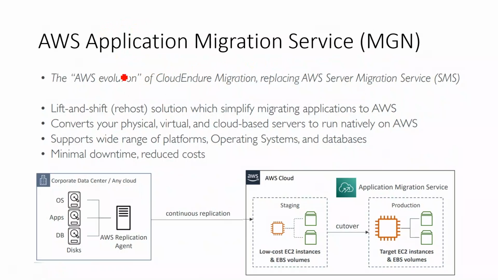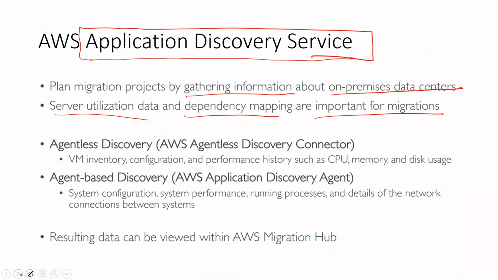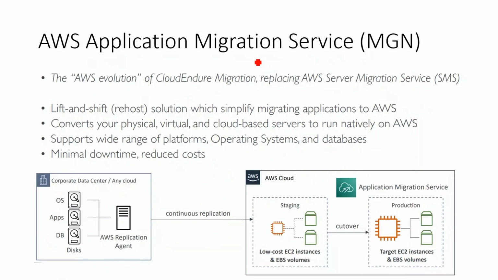Application Migration Service, we have MGN. So this is the discovery service that we learned, and then we have Application Migration Service. It's the AWS evolution of CloudEndure Migration, replacing AWS Server Migration Service or SMS. So what is this thing? If you remember, there are a lot of migration strategies, right? And one of those strategies is lift and shift. So what happens in the lift and shift migration strategy?